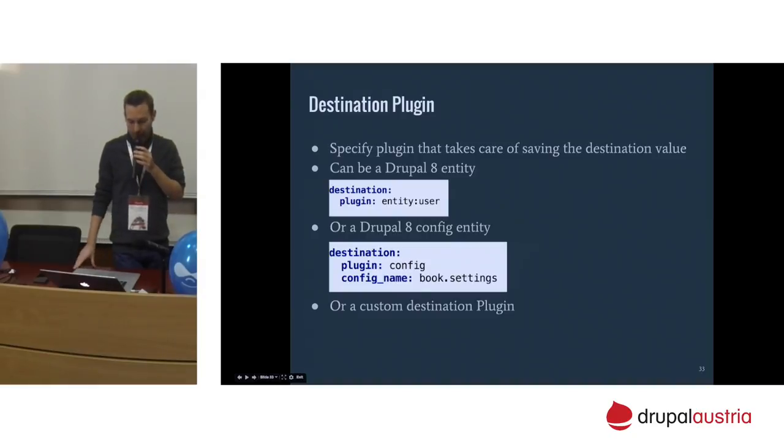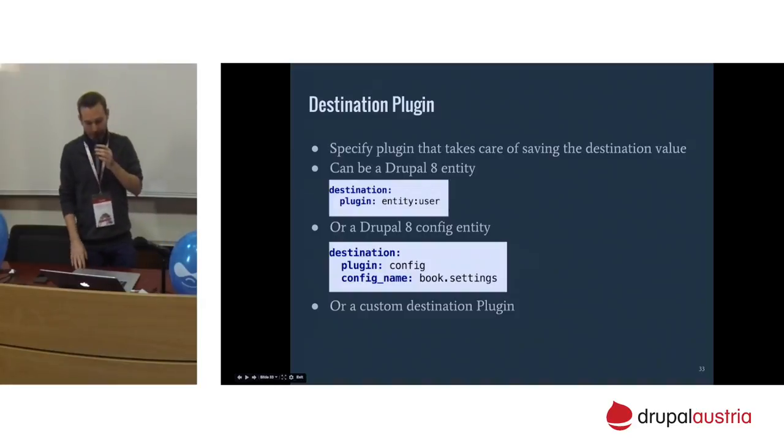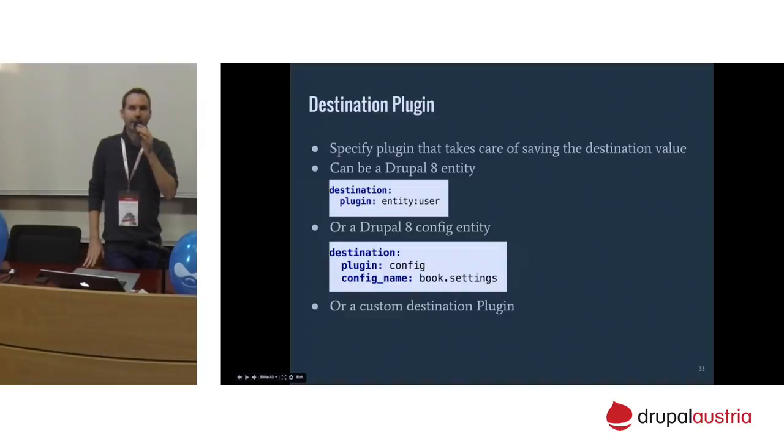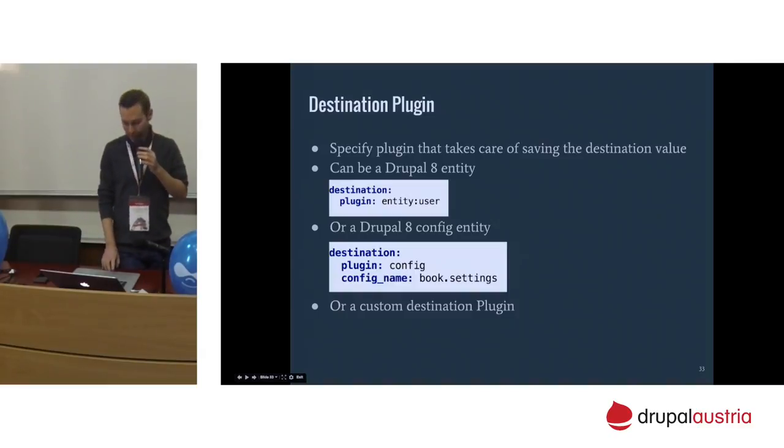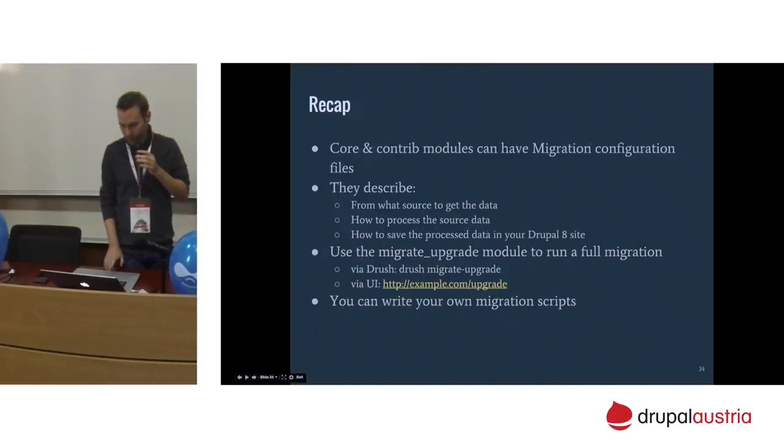It can also be a configuration entity, like in the second example. Or you can create your custom destination plugin in case you store data in a specific way in your Drupal 8 site that is not covered by Drupal 8 core. But writing your own plugins is covered in the advanced section of my slide deck, but I might not be able to get to that.